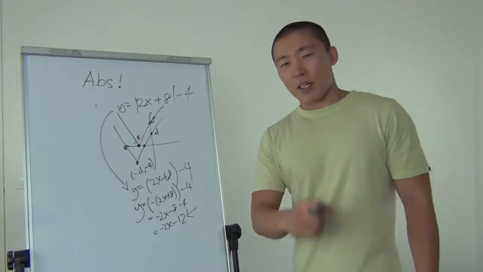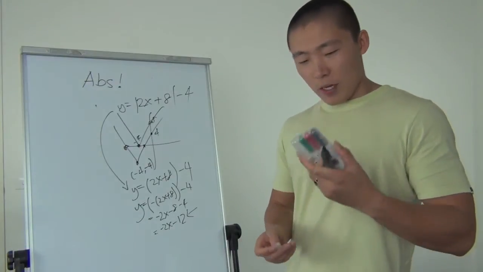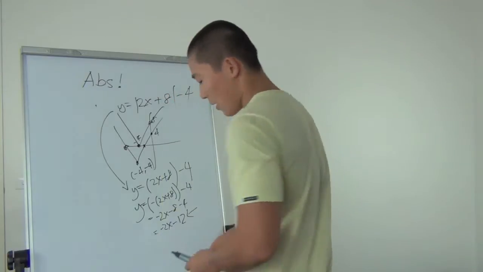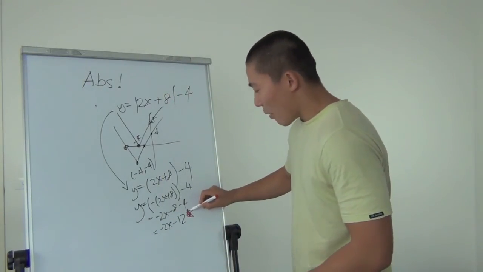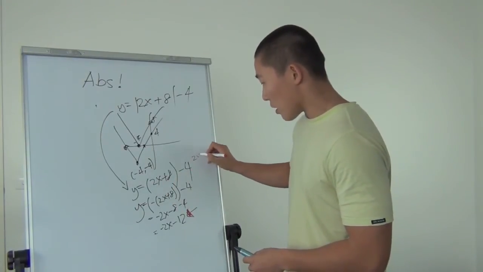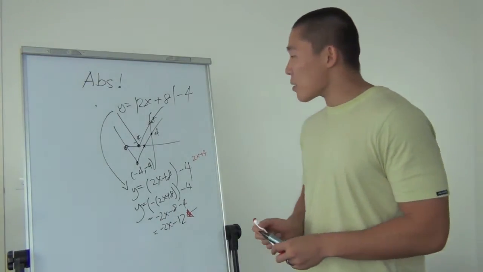Okay, right there. I should use a different color. Thanks for reminding me, that's why I got this thing. Alright, red. Red is hot. So, here's my arrow. That's one of the equations. The other one is obviously this, which turns into 2x plus 4. Right? Now, which one is which?